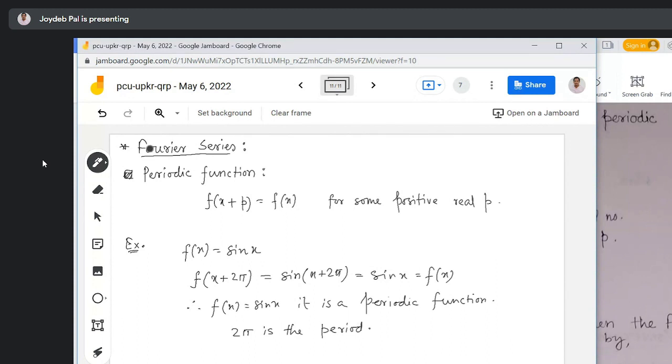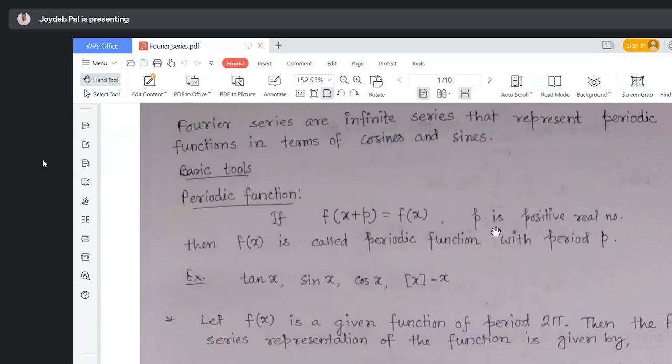No, you should remember to be a period, it should be smallest and positive. मतलब कोई भी ऐसे p मिल गया जिसके लिए f(x plus p) is equal to f(x) हो रहा है, that p may not be a period. What is the criteria to be a period? The value should be smallest and positive. Okay, I think here I have written p is the smallest. It is not written. Okay, not an issue. p should be smallest.